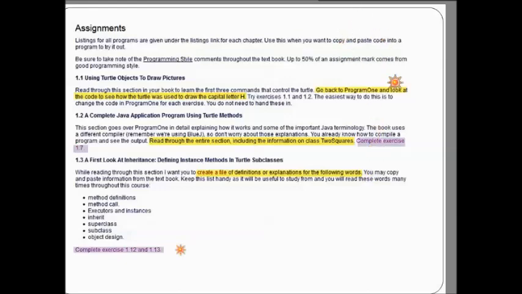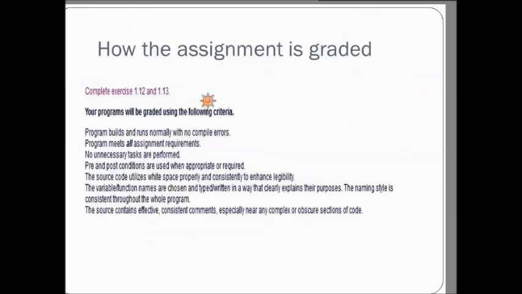And of course, you look at how they're going to grade it. You've got to make sure that it builds and runs normally with no compile errors. Otherwise, you're going to get points off. That it meets all the assignment requirements, that you're not throwing in any unnecessary tasks. Basically, you want to make sure your naming style is consistent so that not only you know what's going on, but if your program isn't compiling, I can figure out what you're trying to do and at least throw you some points, right?